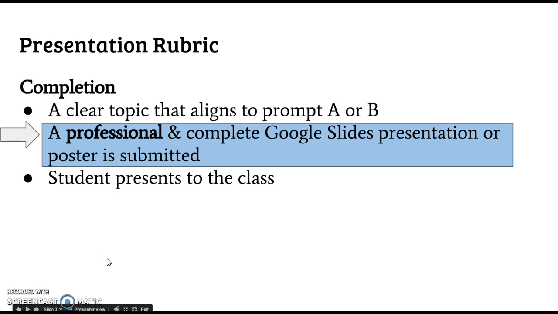Hopefully you've already had a chance to look at the presentation rubric. In the completion section, you will see that you are scored on 3 things. First of all, I'm looking for a clear topic that aligns to prompt A or B. Second, I'm looking for a professional and complete Google slide presentation or a poster. And finally, I'm looking for every student to present to the class.